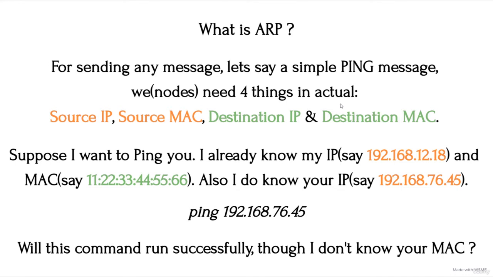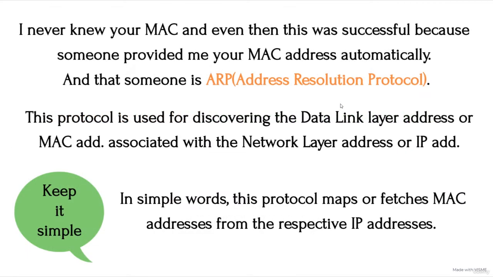For example, let's suppose you want to ping me. Let's assume we both are in a Cisco Packet Tracer environment, and you want to ping my device. You know your IP, you know your MAC address, and you know my IP. 3 addresses are enough to send me a ping message. But what about the 4th one? The 4th one was mandatory, so where did it come from? Let us see. It came from the Address Resolution Protocol, or the ARP protocol.